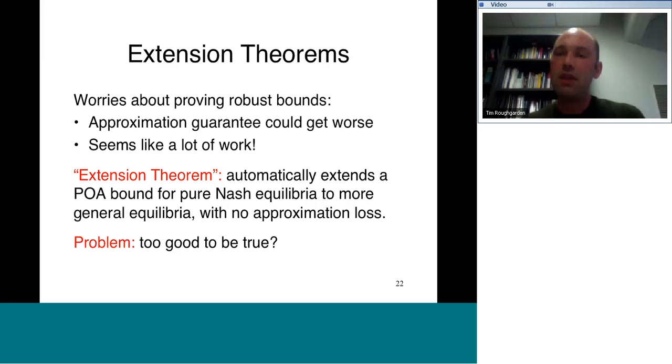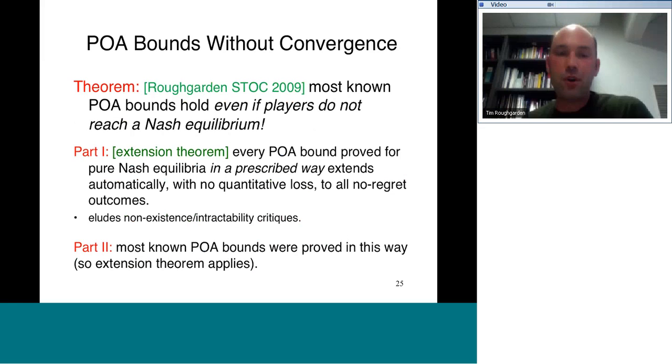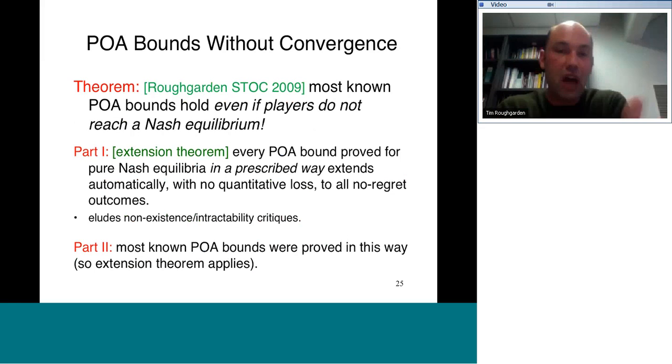So what do I mean when I say most known price of anarchy bounds extend to all of these bigger sets of equilibria? Well, the first thing is, and I'll formulate this precisely in a minute, we're going to have an extension theorem which automatically extends without loss certain types of price of anarchy bounds for pure Nash equilibria all the way out to the biggest sets. So there is an extension theorem that applies under certain conditions on the proof that you used for the smallest set.